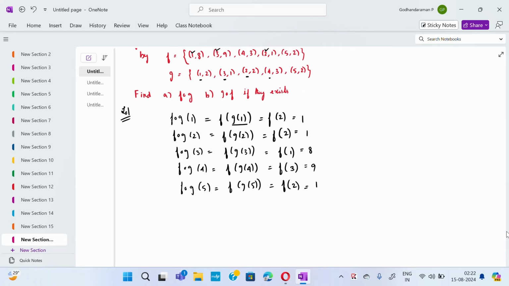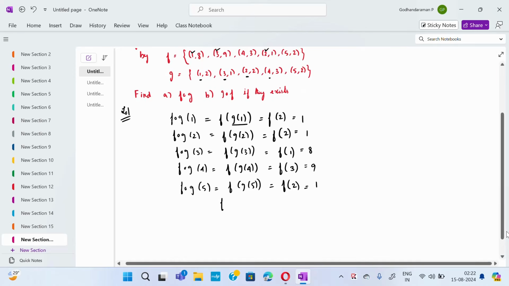F composition G exists. What is the answer we have to write? F composition G, same way we write it as a set of pairs: (1, 8), (2, 1), (3, 9), (4, 8)... completed. Same way we will check the second subdivision.